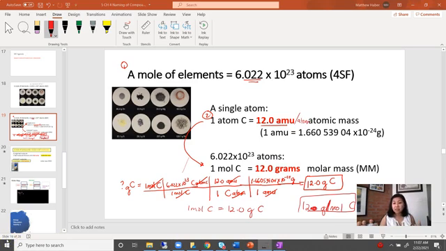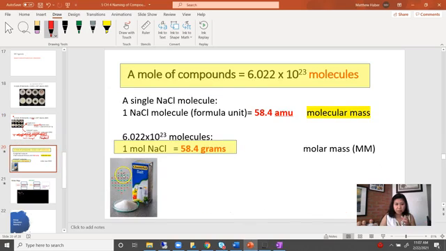Now, when you have a substance that contains two or more individual atoms, you can also use moles when you're dealing with these groups of substances. So let's have some examples below. So a mole of... when we're dealing with compounds, remember, if you recall, what is a compound? A compound contains two or more elements.